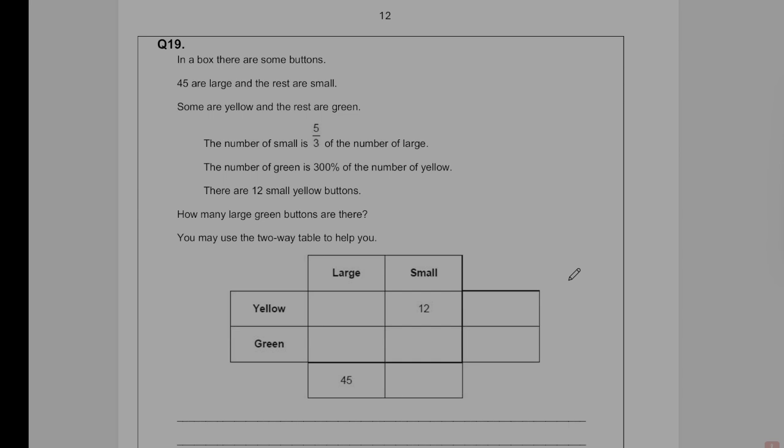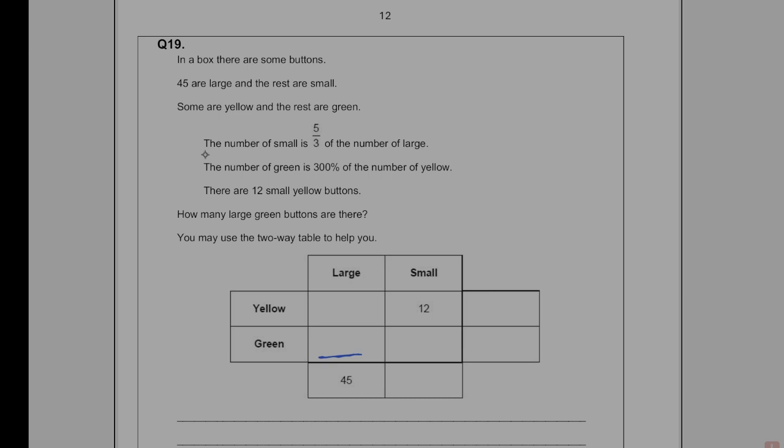Okay, question 19. In a box, there are some buttons. 45 are large and the rest are small. Some are yellow, the rest are green. The number of small is 5/3 of the number of large. The number of green is 300% the number of yellow. There are 12 small yellow buttons. How many large green buttons are there? That's the actual figure that we're after.